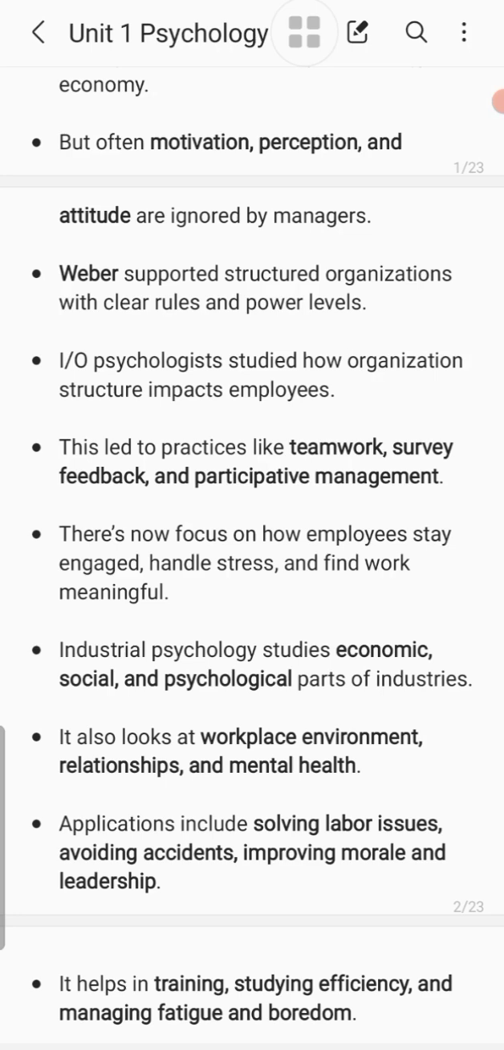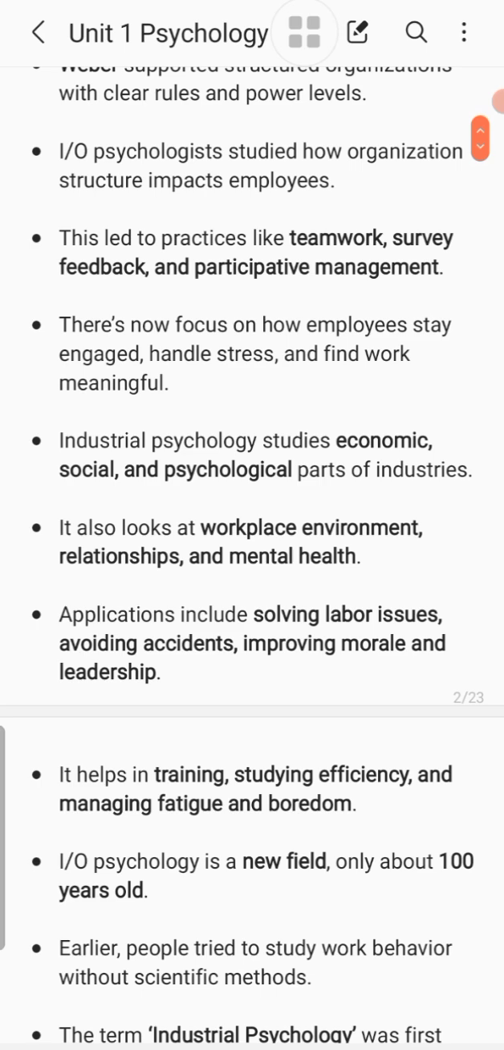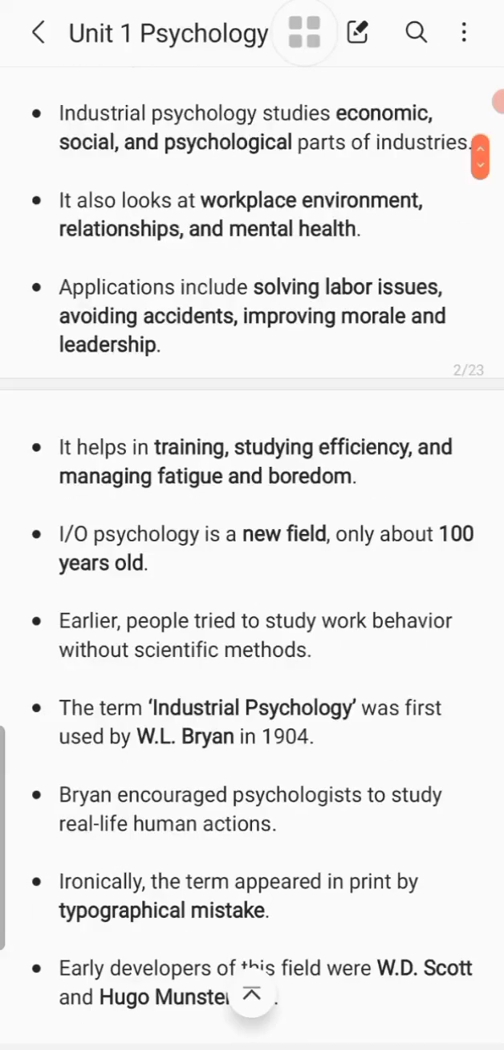Industrial psychology studies economic, social, and psychological parts of industries. It also looks at workplace environment, relationships, and mental health. Applications include solving labor issues, avoiding accidents, improving morale, and leadership. It helps in studying efficiency, and managing fatigue and boredom.